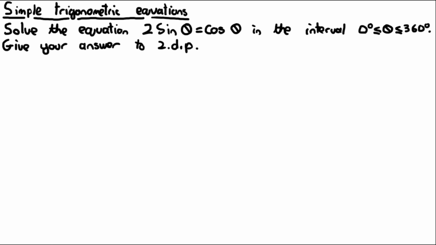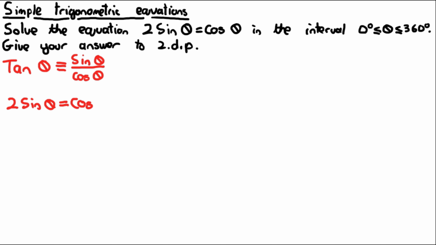Here's a special example that at first looks difficult to approach. We need to solve the equation 2 sin theta is equal to cos theta in this interval here. To do this, we need to make use of the tan identity that we talked about before. Tan theta is always equal to sin theta over cos theta.